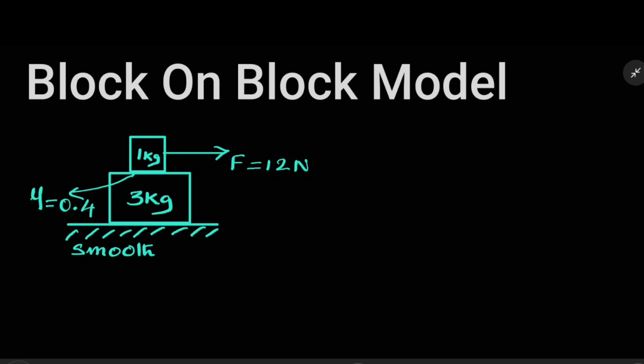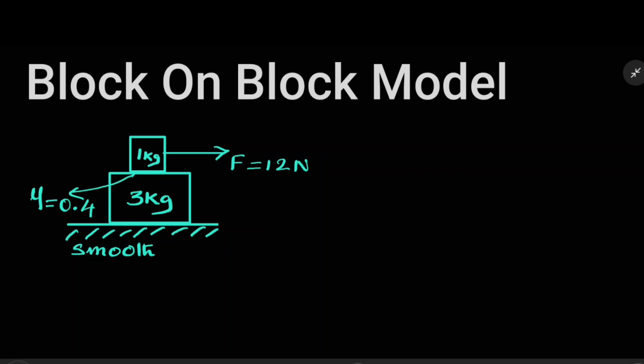The second conclusion that we are supposed to make is whether 1 kg and 3 kg blocks move together with common acceleration, or they slip on each other moving with different accelerations. So how do we do that? First by checking the required value of static friction to keep the relative slipping 0 between 1 kg and 3 kg.